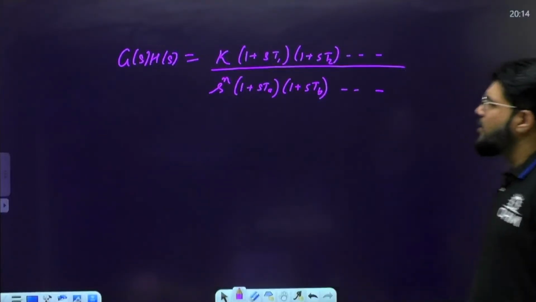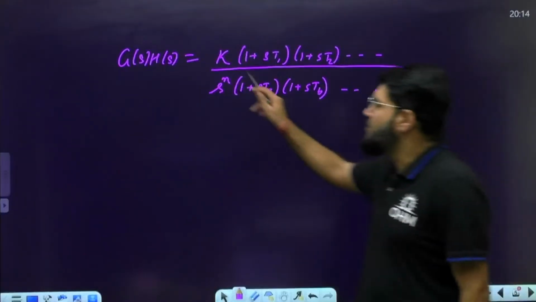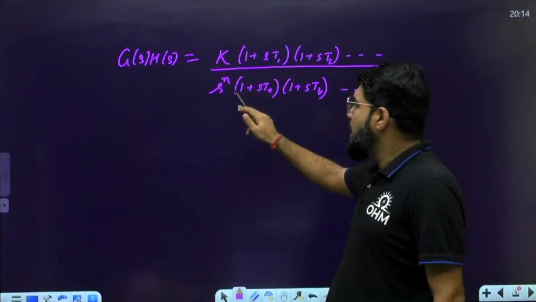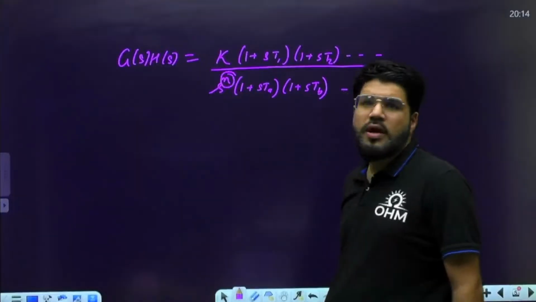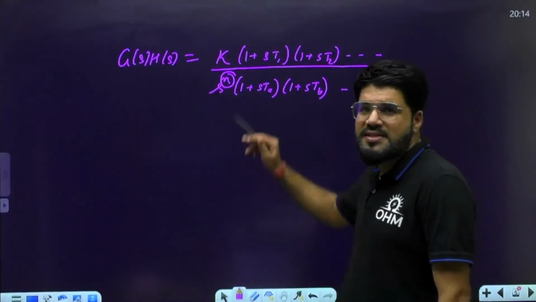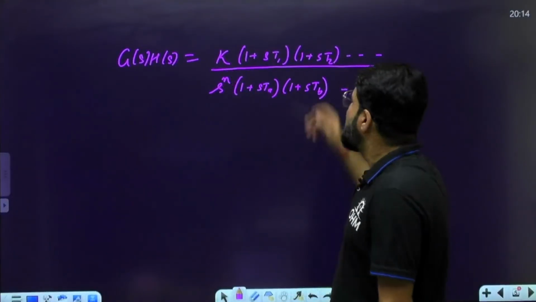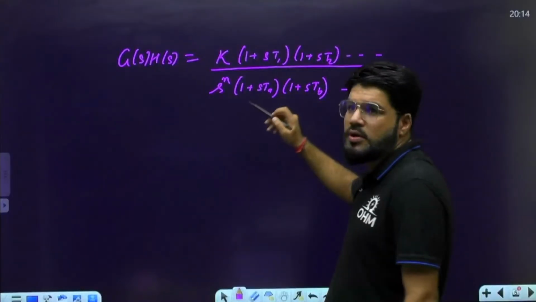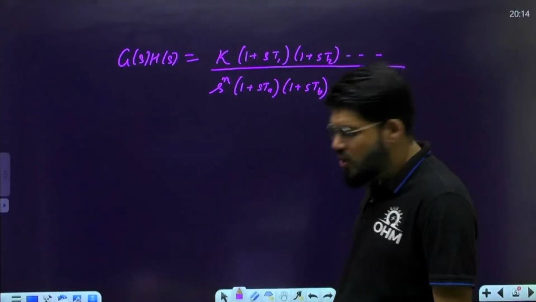So to find any transfer function, we need to identify the gain term K, and how many poles are at the origin. S to the power n says that there are n poles at the origin. Then there may be some simple zeros or simple pole terms, the poles and zeros of first order.